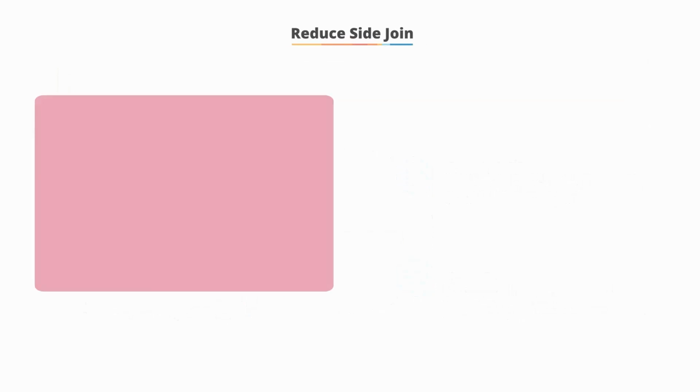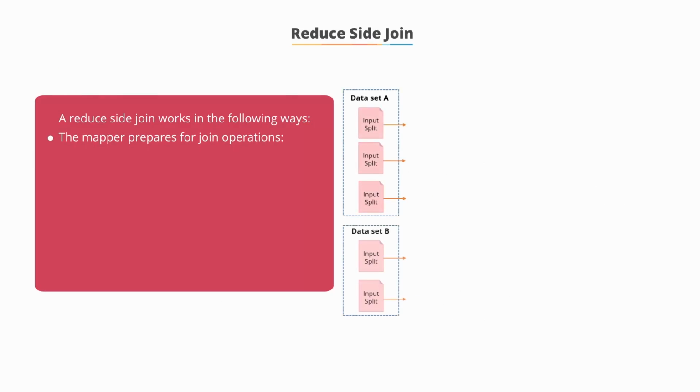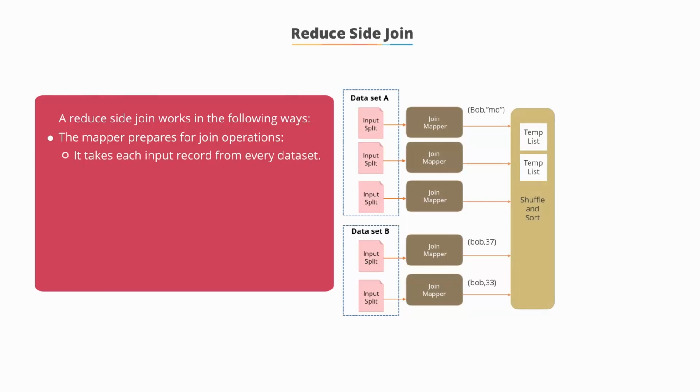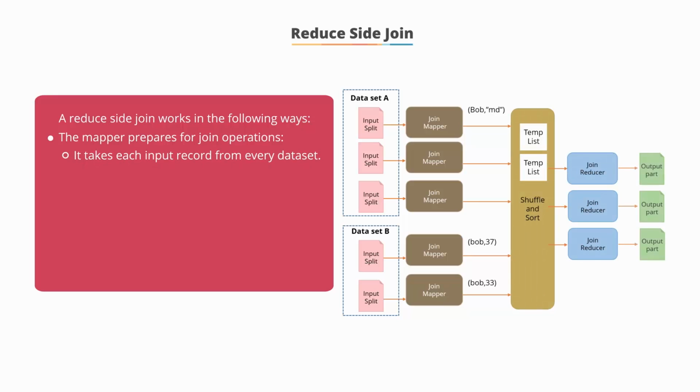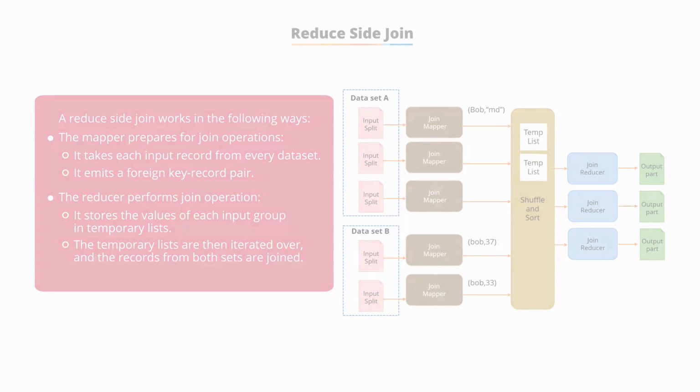A reduce-side join works in the following ways. The mapper first prepares for join operations. It takes each input record from every dataset and emits a foreign key record pair. The reducer then performs a join operation where it collects the values of each input group into temporary lists. The temporary lists are then iterated over, and the records from both sets are now joined.